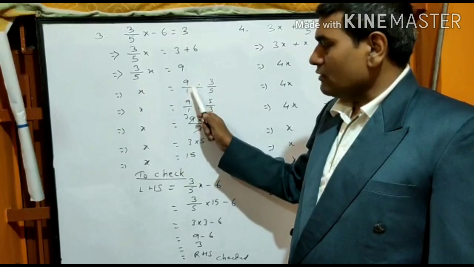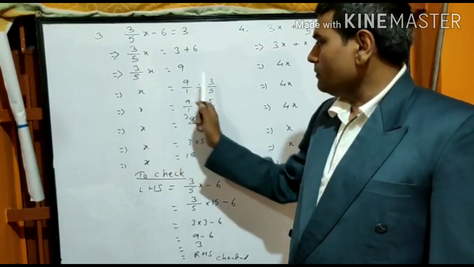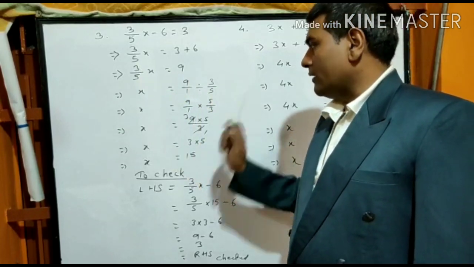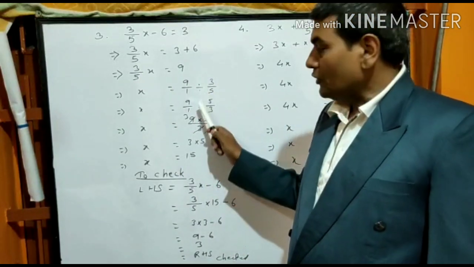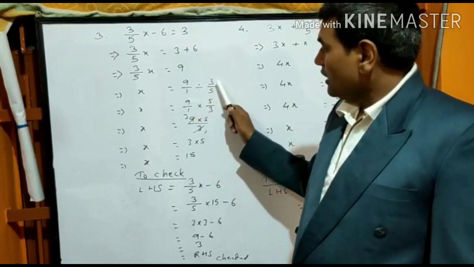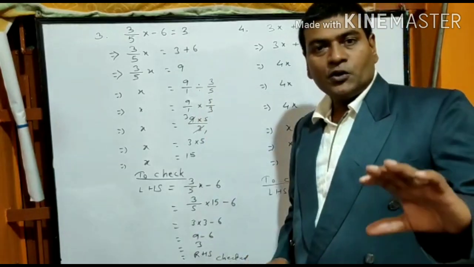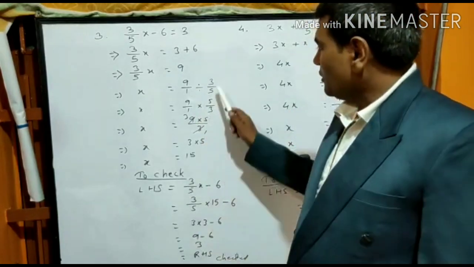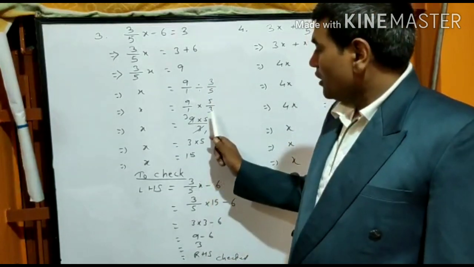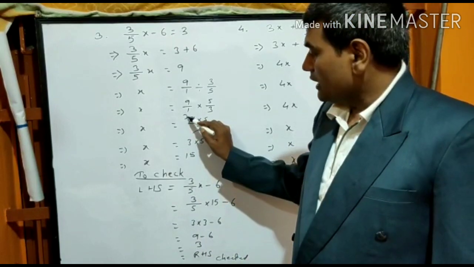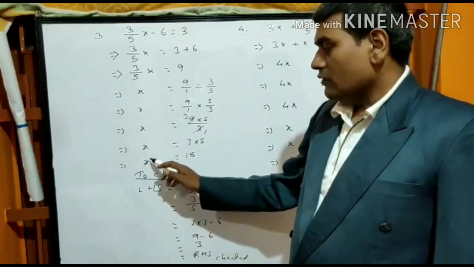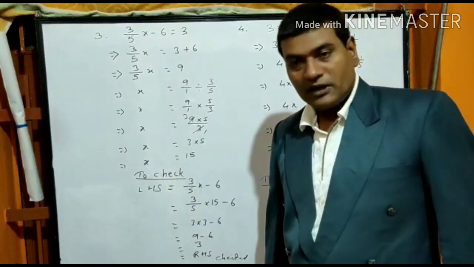9 can be written as 9 by 1 and it is here divided by 3 by 5. As we know, first we change the sign of division into multiplication and 3 by 5 is converted into its reciprocal. So it becomes 5 by 3. Now 3 ones are 3 and 3 threes are 9. 3 into 5 is 15. We got here x equal 15.